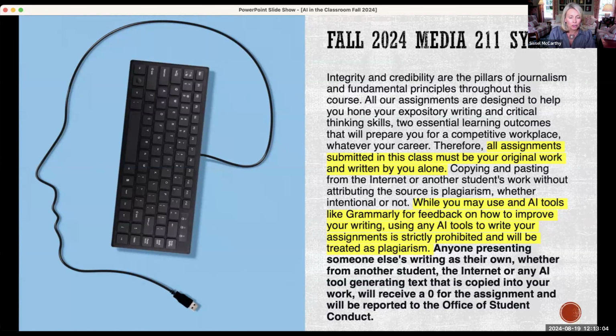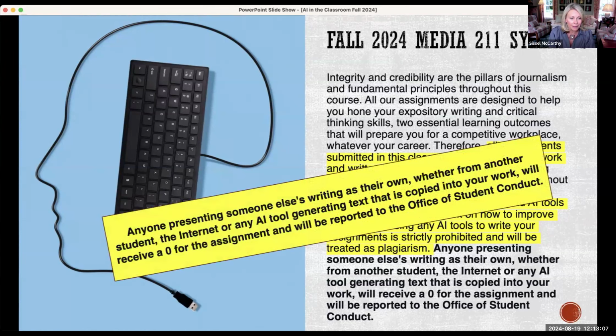And if you can click, Julie, this is the important part. Anyone presenting someone else's writing as their own, whether from another student, the internet, or any AI tool generating text that is copied into your work, will receive a 0 for the assignment and will be reported to the Office of Student Conduct.